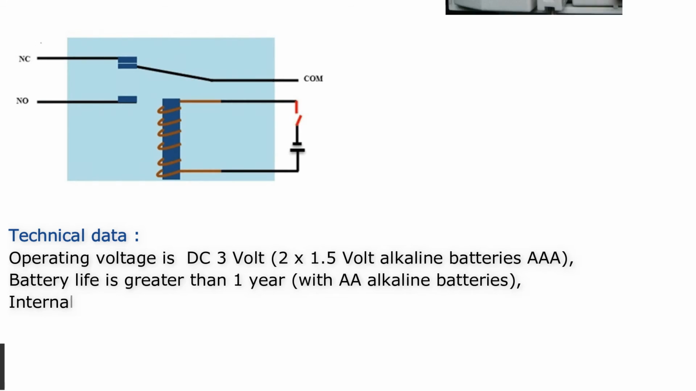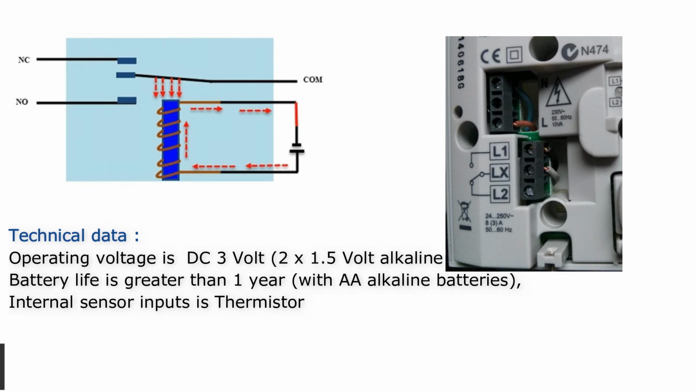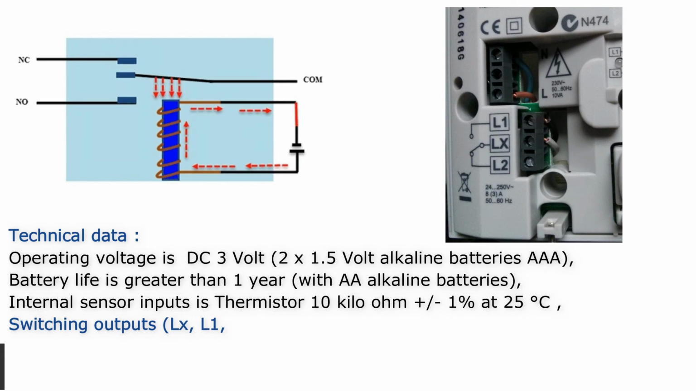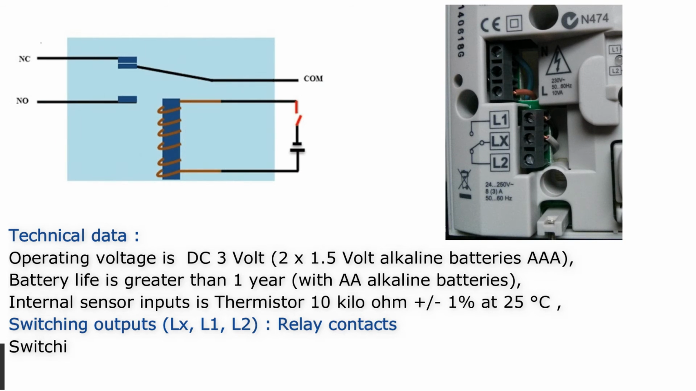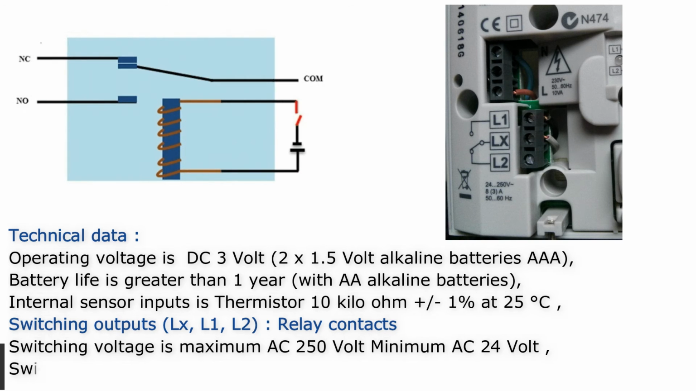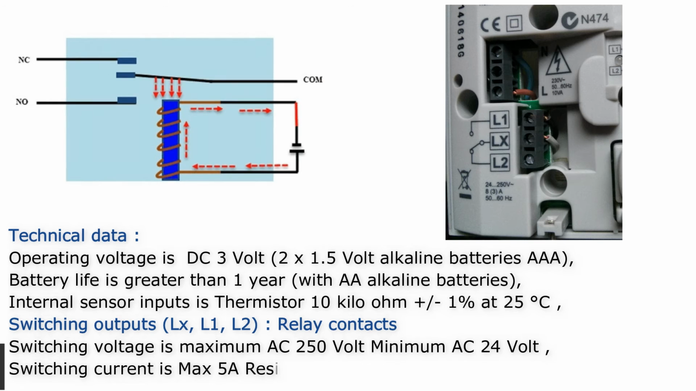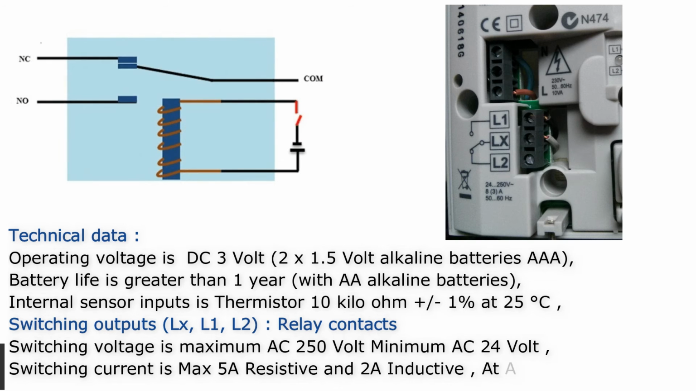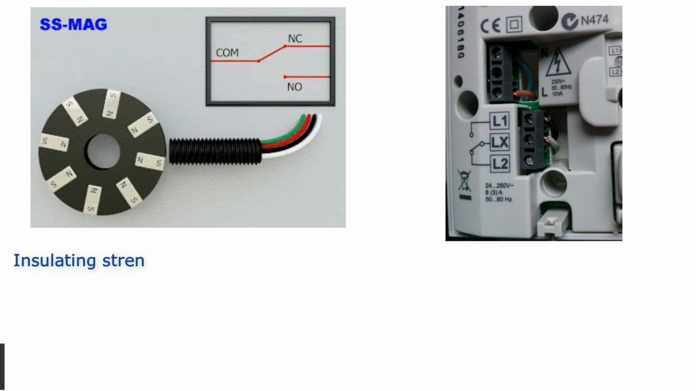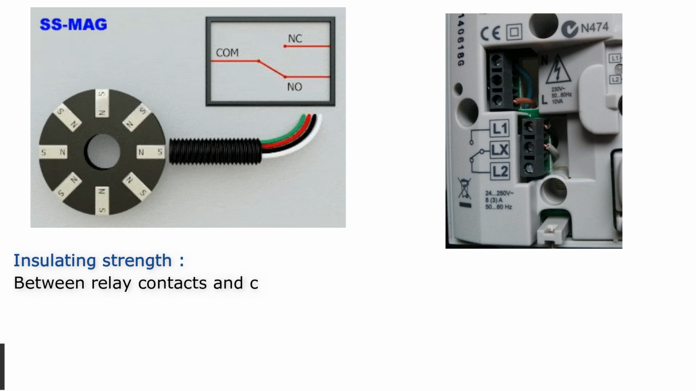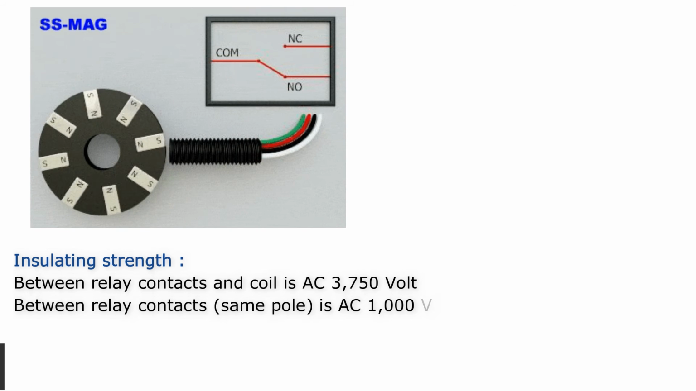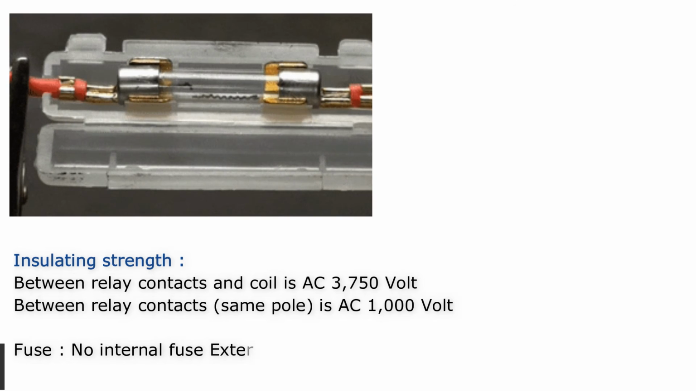Internal sensor input is thermistor 10 kΩ plus or minus 1% at 25 degrees Celsius, switching outputs LX, L1, L2. Relay contacts. Switching voltage is maximum AC 250 volt, minimum AC 24 volt. Switching current is maximum 5 amps resistive and 2 amps inductive, at AC 250 volt, minimum 8 milliamps. Insulating strength. Between relay contacts and coil is AC 3750 volt. Between relay contacts, same pole, is AC 1000 volt.